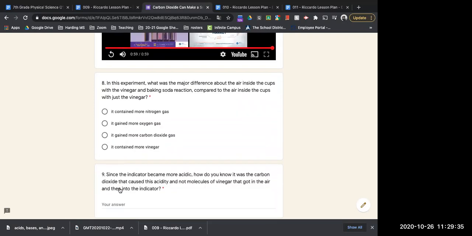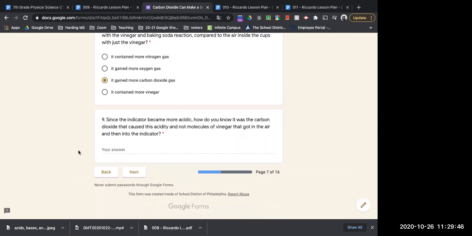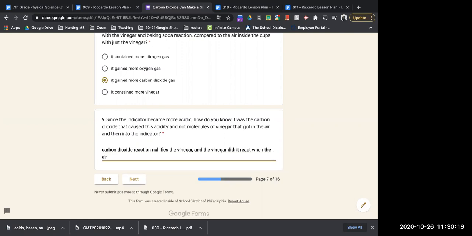All right, in the experiment, what was the major difference from the air inside the cups with the vinegar and baking soda's reaction compared to the air inside the cups with just the vinegar? It had more carbon dioxide. Since the indicator became more acidic, how do you know it was carbon dioxide that caused this acidity and not the molecules of vinegar that got into the air and then into the indicator? Carbon dioxide, the reaction nullifies the vinegar, and the vinegar by itself didn't react when the air touched it.